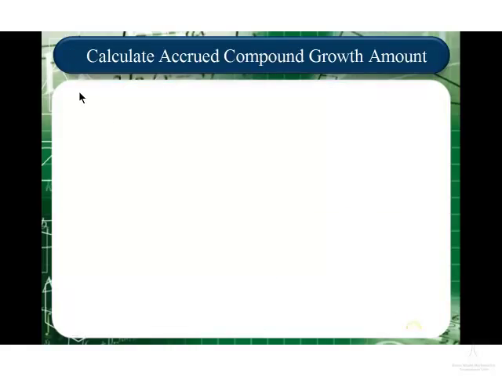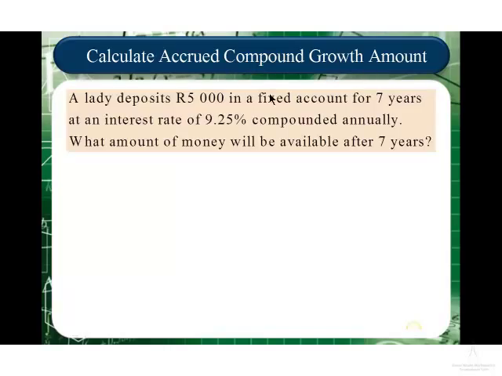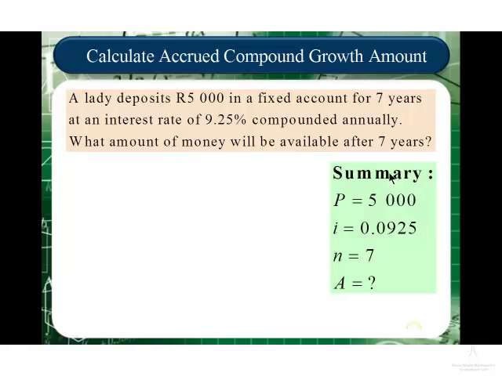Let us consider an example of a typical real-life situation where we calculate accrued compound growth. A lady deposits 5,000 Rand in a fixed account for 7 years at an interest rate of 9.25% compounded annually. What amount of money will be available after 7 years? Now, as before, it's important to summarize all the relevant information that may apply to the solution for a given problem.